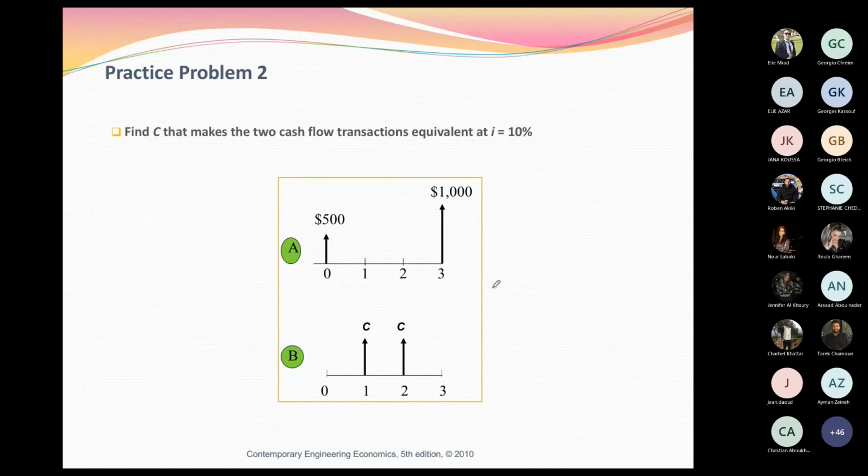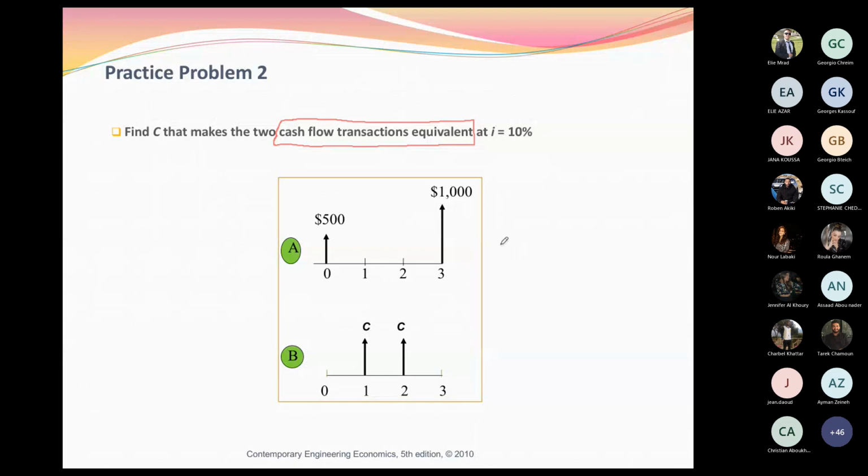How to compare these two cash flows? What should I do first to solve for C? Two cash flows are equivalent. They will remain equivalent at any point in time, right? What do you suggest to do to solve for C?